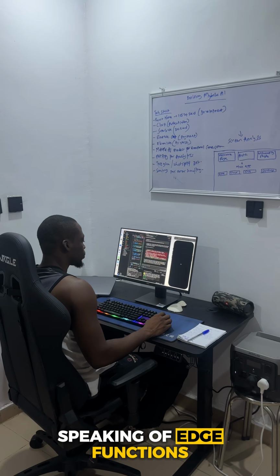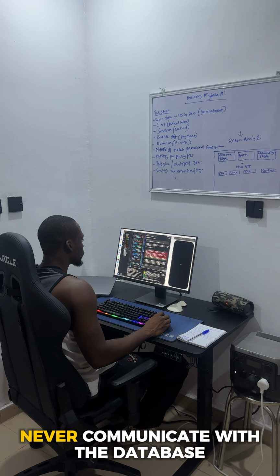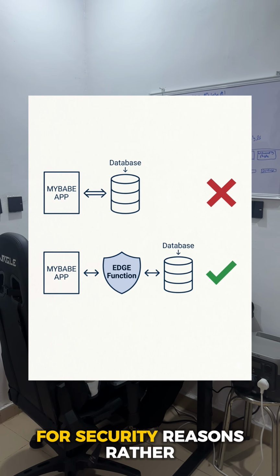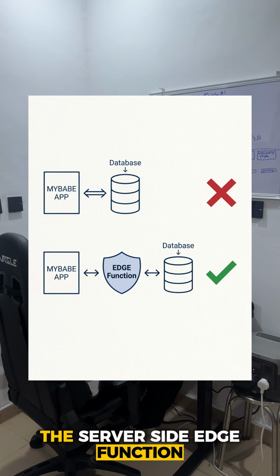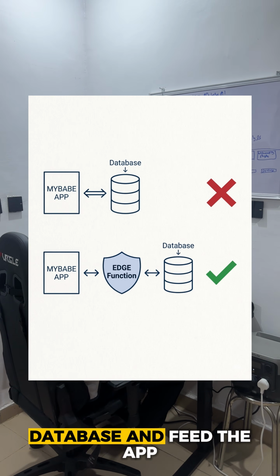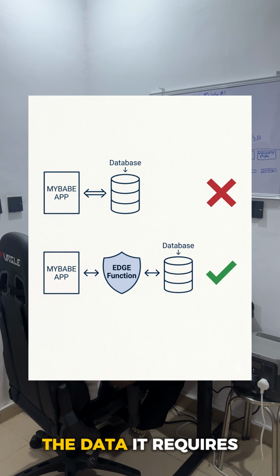Speaking of edge functions, I was able to also make the app never communicate with the database directly for security reasons. Rather, the app will communicate with the server-side edge function, which will be the one to talk to the database and feed the app the data it requires.